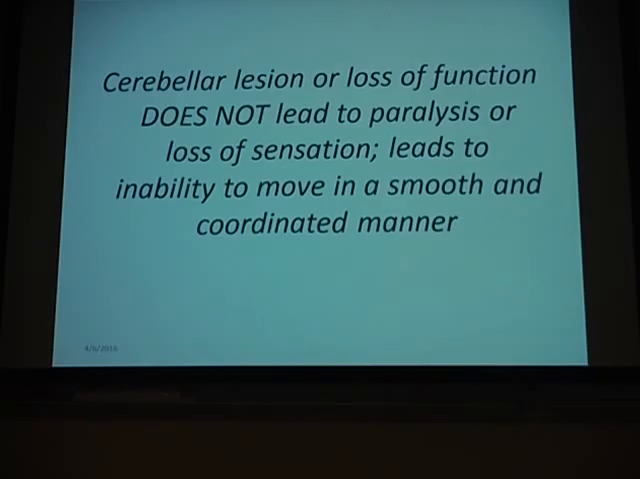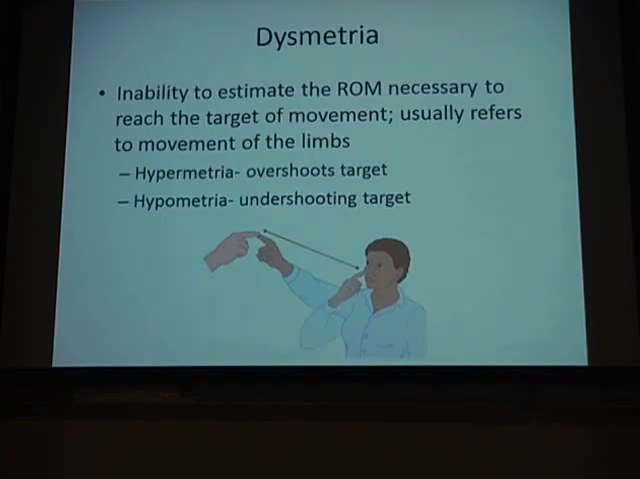So one of the first terms, and again, this is pretty well outlined in your book, that you should be familiar with is dysmetria. Dysmetria is the inability to estimate the range of motion necessary to reach for a target, and it manifests as either overshooting or undershooting a target.